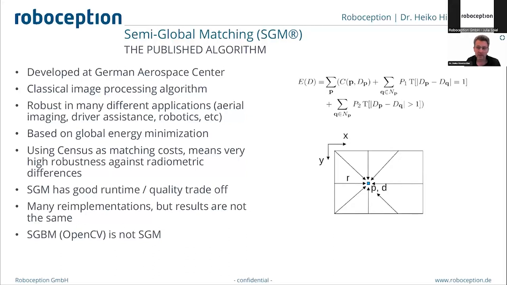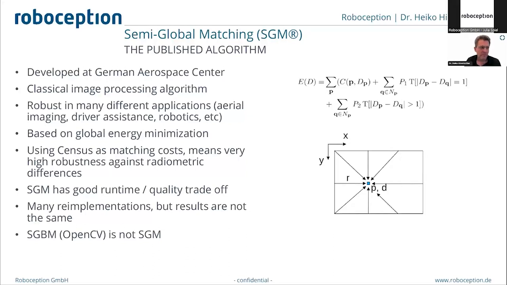In the end, SGM has a very good runtime quality trade-off. That means that we can nowadays run SGM with pretty good frame rates, even on embedded hardware. And at the same time, you get a pretty good quality. So that is what makes it so attractive. And it can also be implemented very well, for example, in CUDA on the GPU.